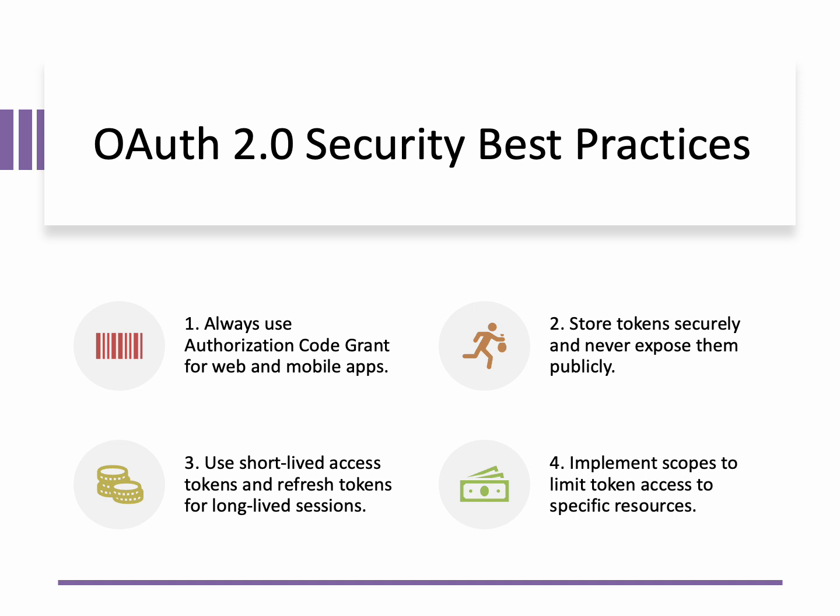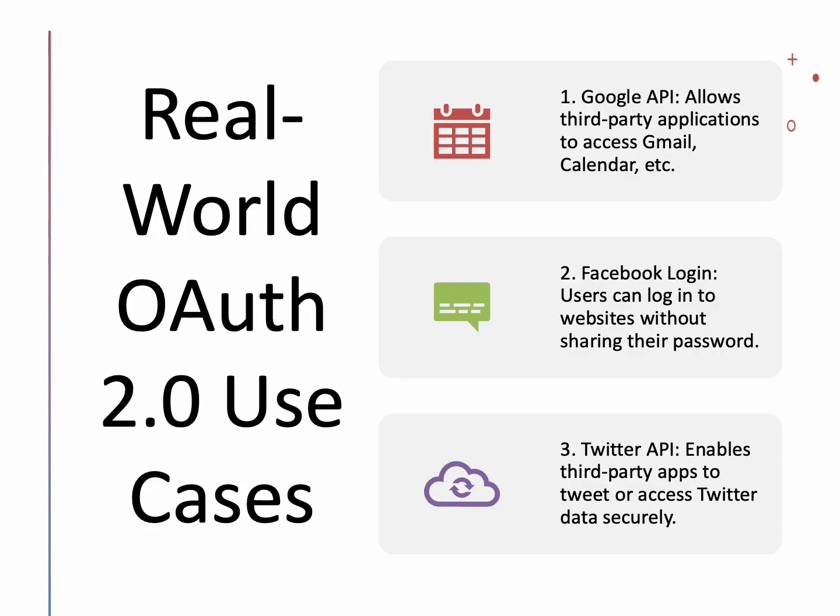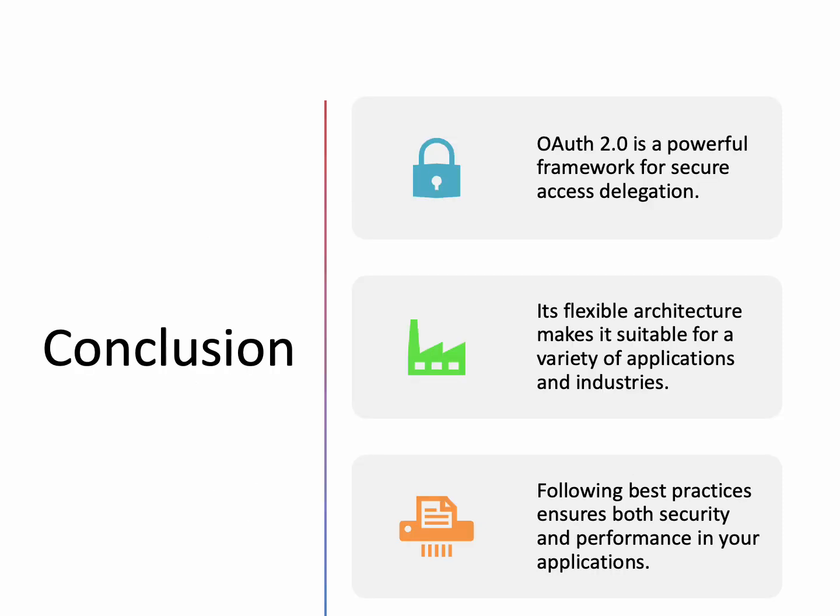So use something like a specific scope so that that token can be used by client to only do certain type of activities, like read only scope, or write, read and write scope. Real world use cases: Google APIs, Facebook login for accessing other websites, etc.